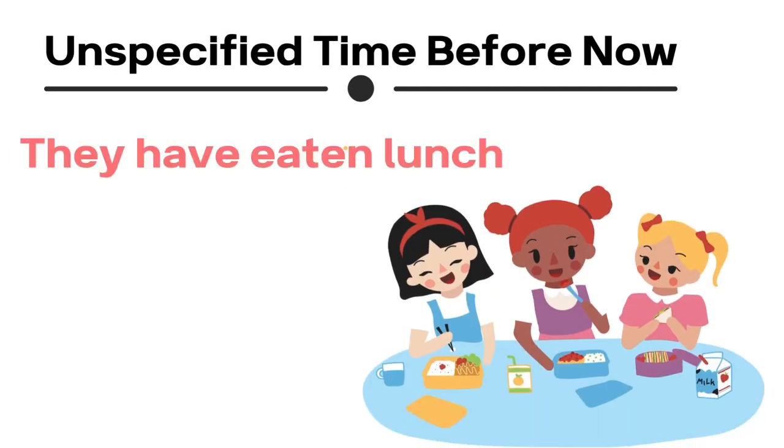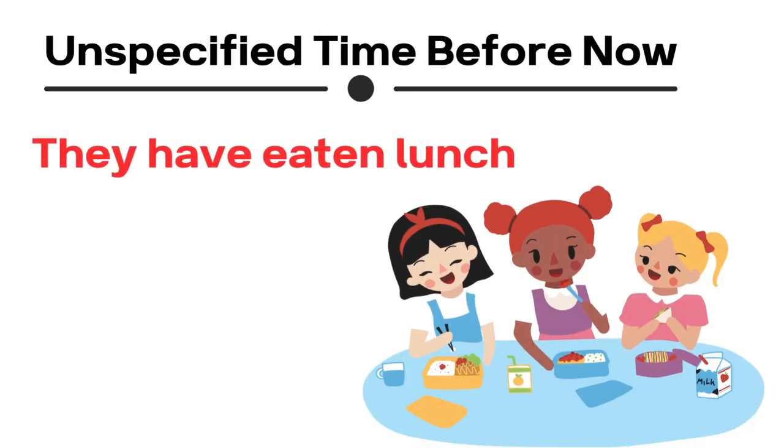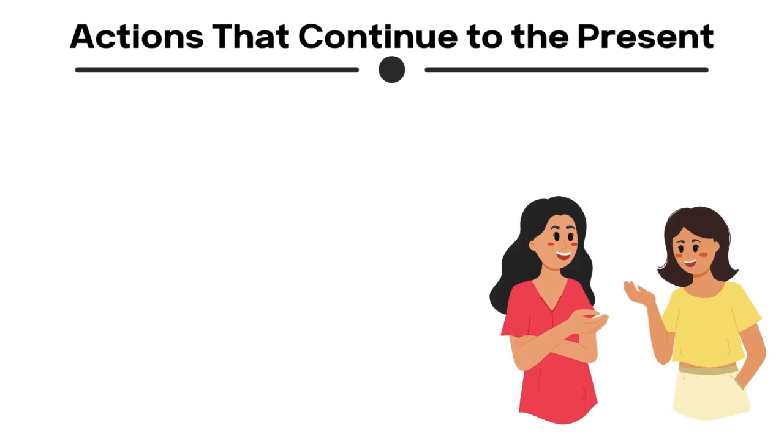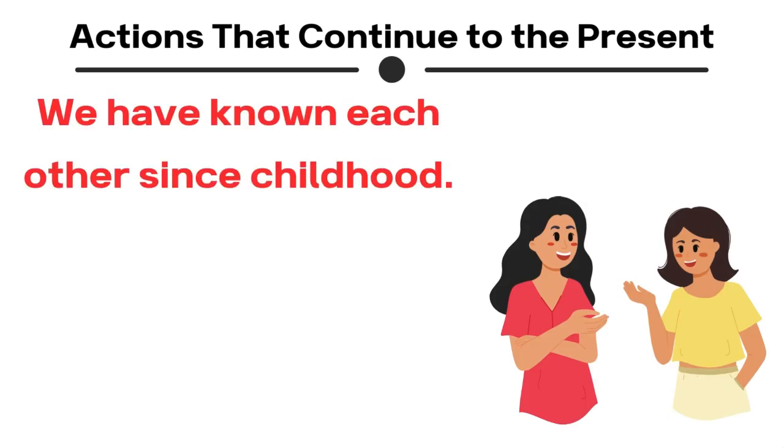Examples: unspecified time before now. They have eaten lunch. Actions that continue to the present. We have known each other since childhood.